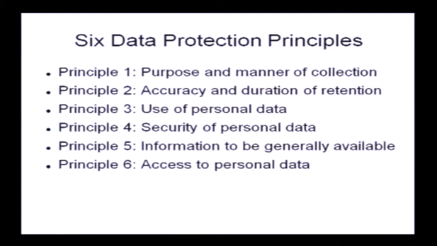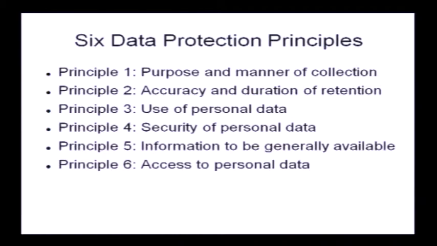by and pick up that information, look at it, or make a copy of it with their cell phone, then I'm also in violation of Principle 4. Principle 5 is that the information must be generally available. That means this information must be kept in a reasonable way that can be accessed in a reasonable way.